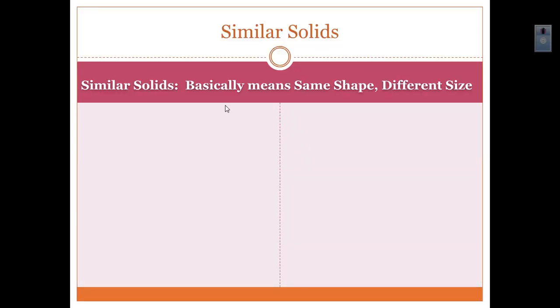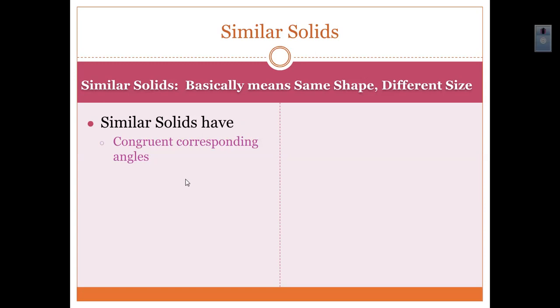So what is a similar solid? Well, it basically means it's the same shape, just different size. Similar solids have corresponding congruent angles, so all of their angles that correspond to one another will be the same, and the sides are going to be proportional, just like we studied with similar figures and similar polygons in chapter 7.